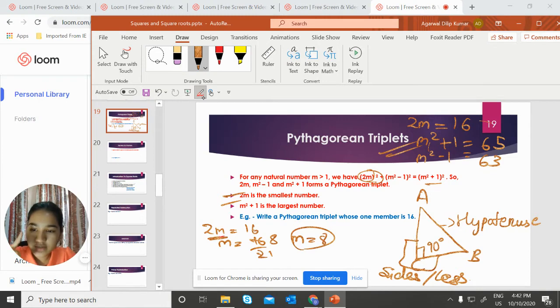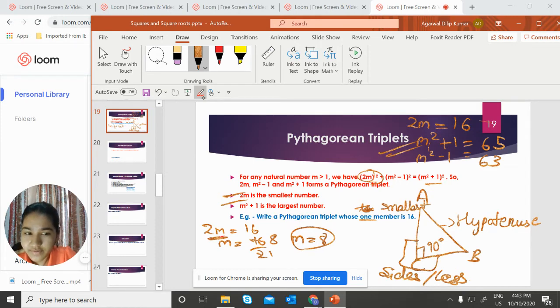If one member is given, first you have to identify whether it is the smallest number, the biggest number, or the middle one, and then you have to proceed. If they tell you that the smallest member is 16, then you know that the smallest number is 2m. So directly you can take 2m equal to 16 and then solve it further, in the linear equation style. I hope you have understood Pythagorean triplets.